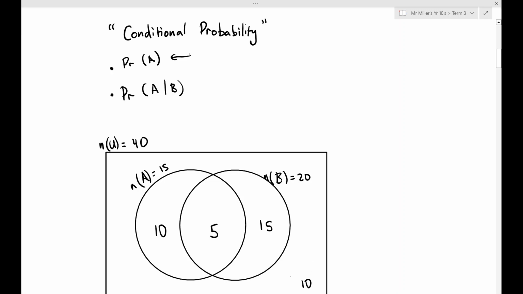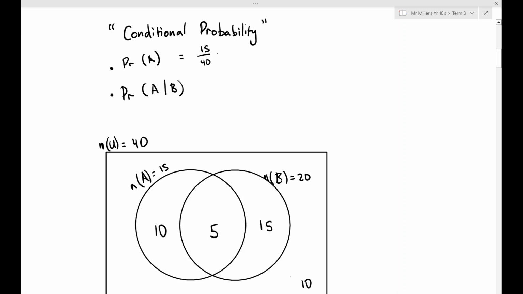Alright, so if we were asking about the probability of picking out one of these 40 students at random, what's the chance that the student would have an apple? Well, that's just going to be the number of students who brought an apple to school, so the number of students in this set A, out of the total number of students in our sample space.